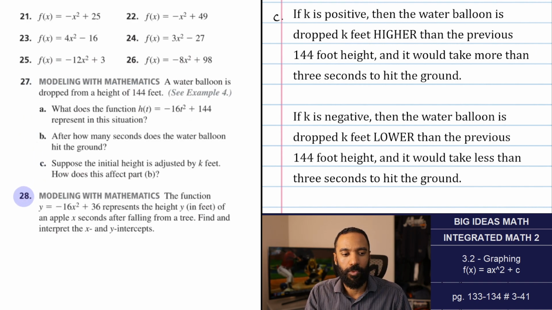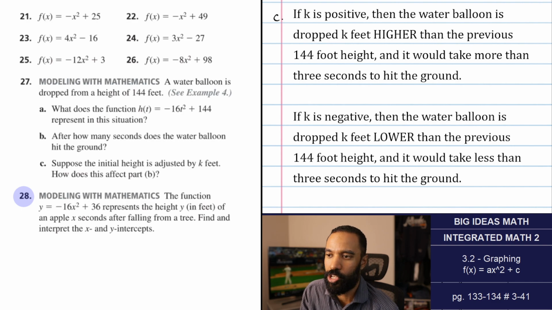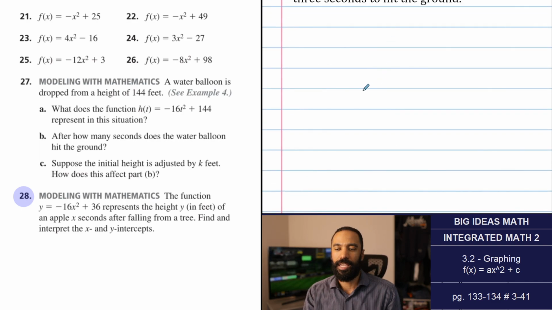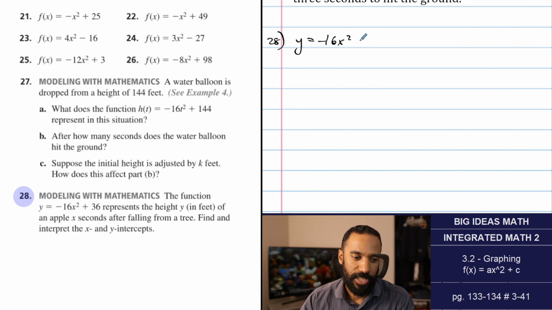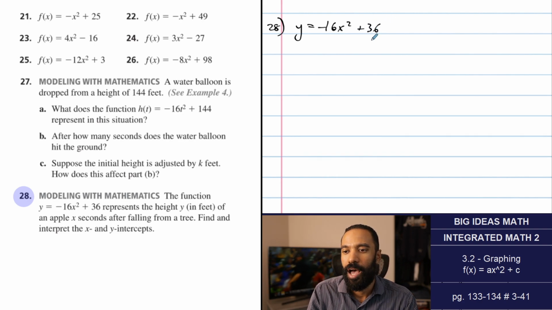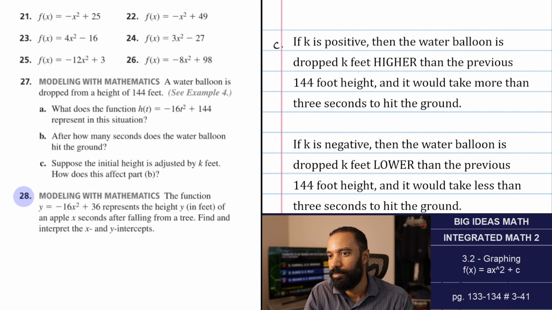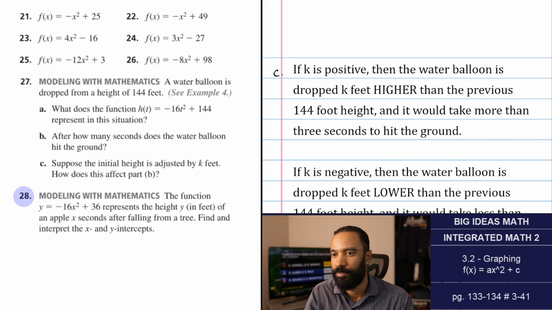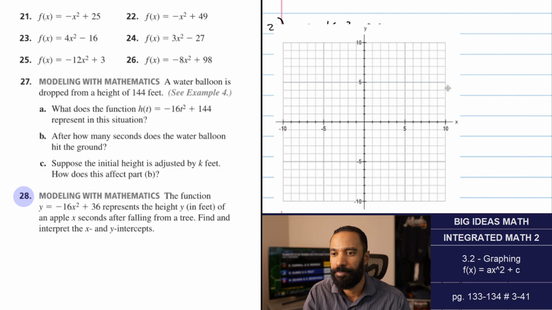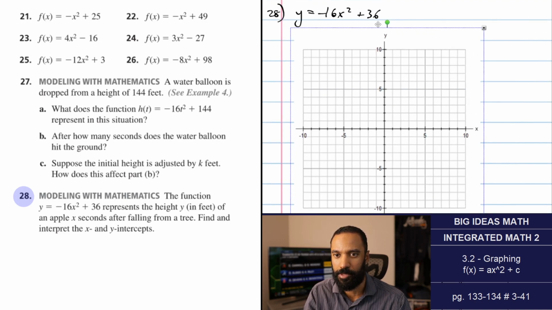Number 28, the function y equals negative 16x squared plus 36 represents the height in feet of an apple x seconds after it falls from the tree. Find and interpret the x and y intercepts. So on number 28, you have negative 16x squared plus 36. As far as a graph goes, let's scale by 4s. They don't really ask us to graph, but that's not what this is all about, right? They say interpret the intercepts and all that, right?